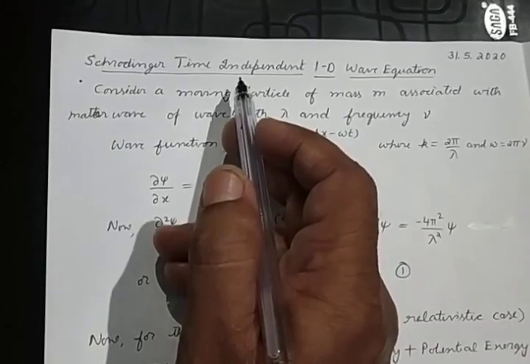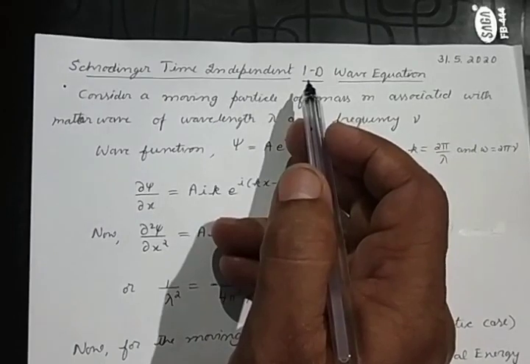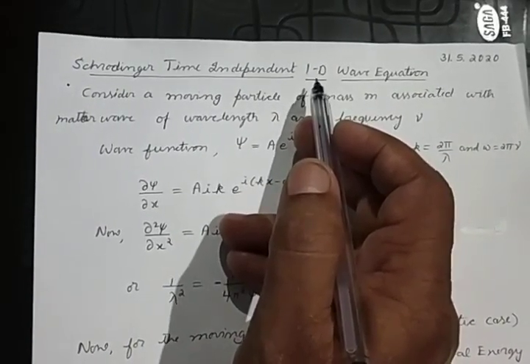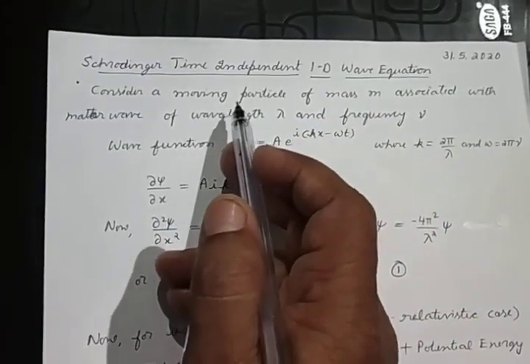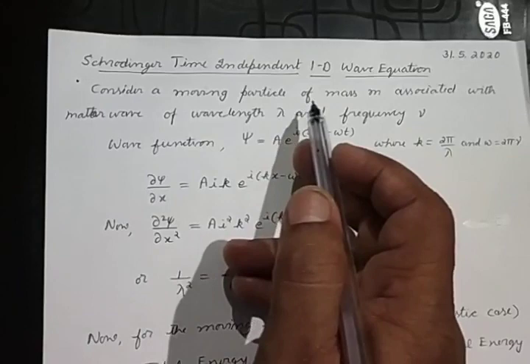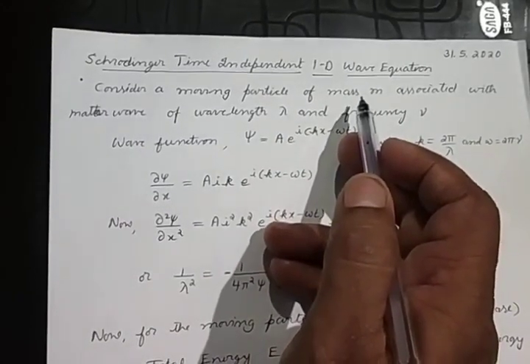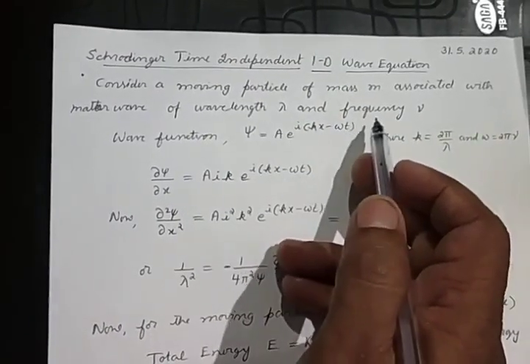Here in this section we will take Schrodinger's time independent equation. We will also take the simple case of one dimension, that means the particle is moving in only one direction, say the x-axis. So for this, let us consider a particle moving along the x-axis with mass m, and it is associated with a matter wave of wavelength lambda and frequency nu.